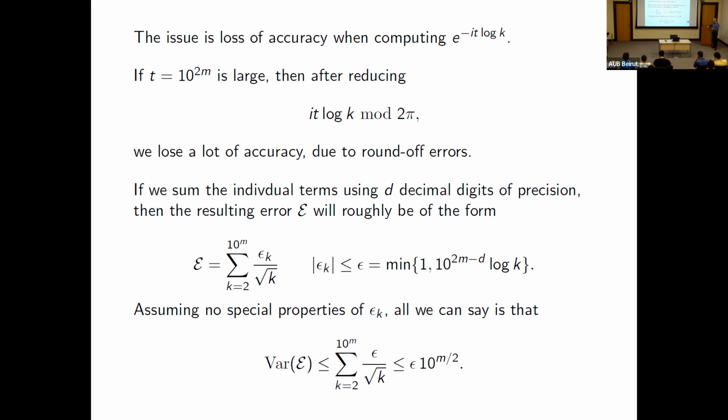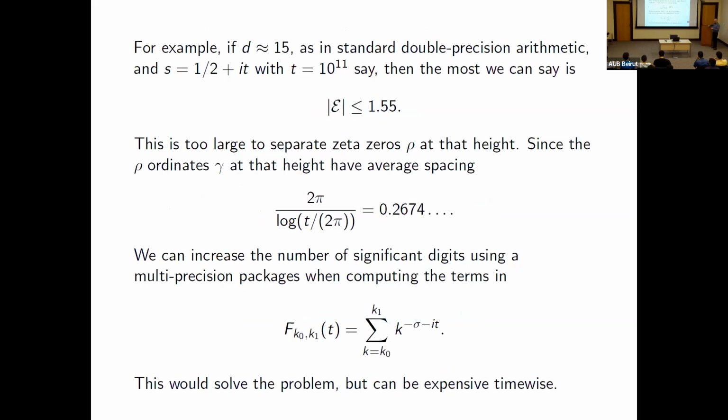So this would be an issue, for example, even using double precision arithmetic, standard arithmetic on a computer, which would give you about 15 digits. So d would be 15 digits. Then you want to go just to a modest height, 10 to the 11. Then using that estimate on the previous slide, all we can say is that the error is bounded by 1.55.